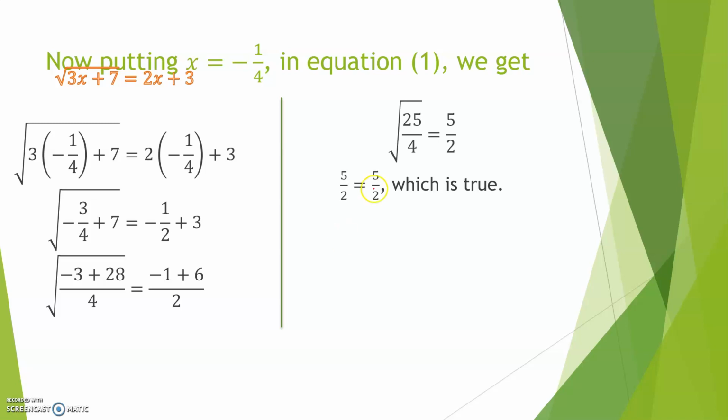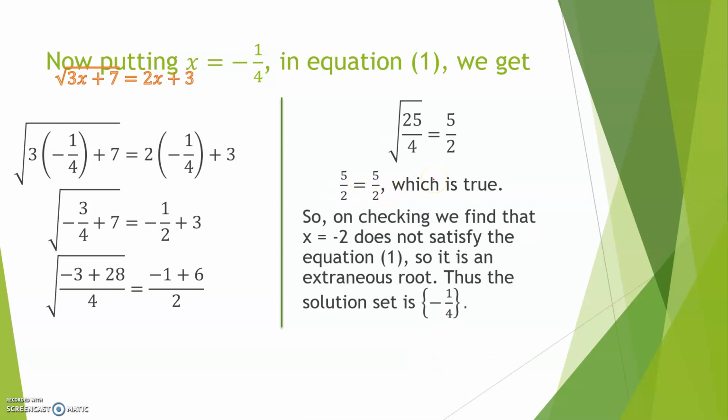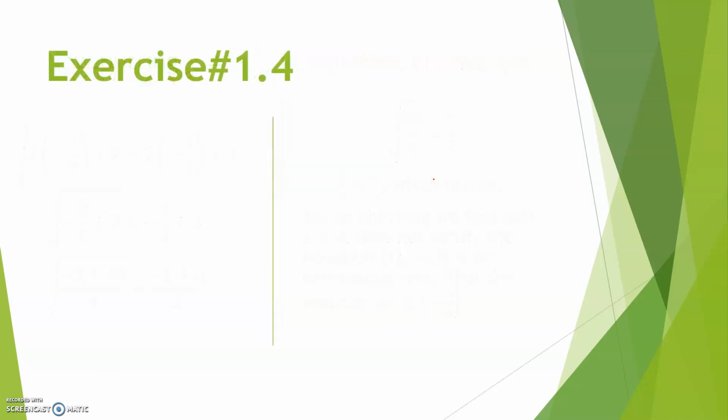Here students, you can see that square root of 25 is equal to 5 and the square root of 4 is equal to 2. So 5 over 2 is equal to 5 over 2. Here left hand side is equal to right hand side, so which is true. So on checking we find that x is equal to minus 2 does not satisfy the equation 1, so it is an extraneous root. Thus the solution set is minus 1 over 4.